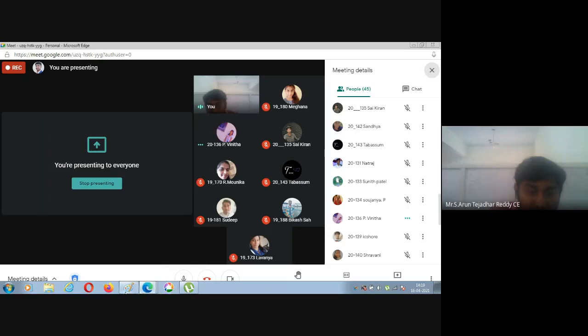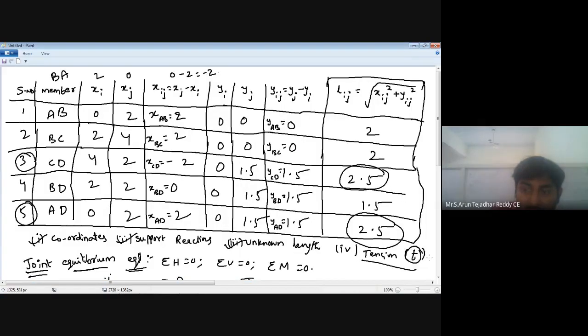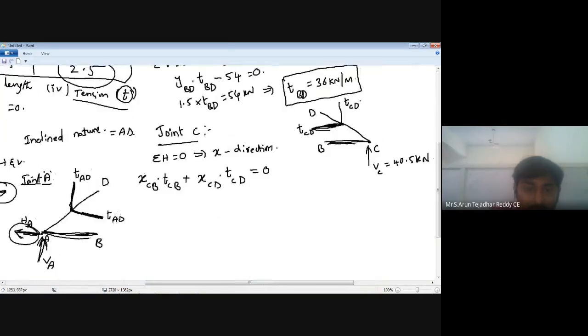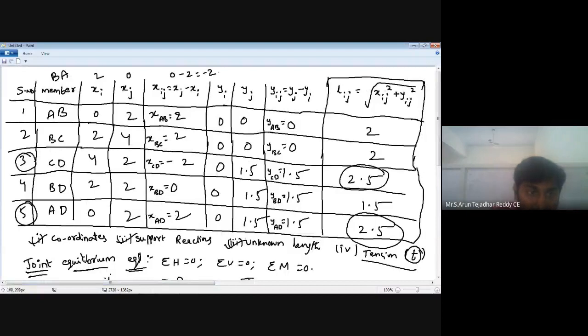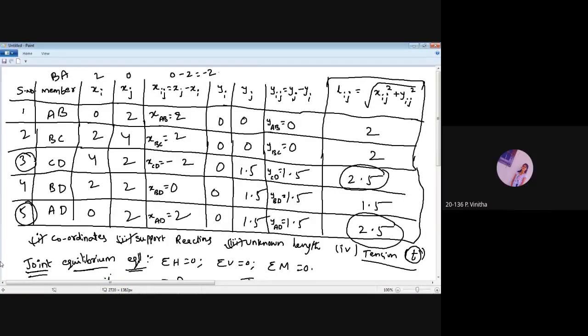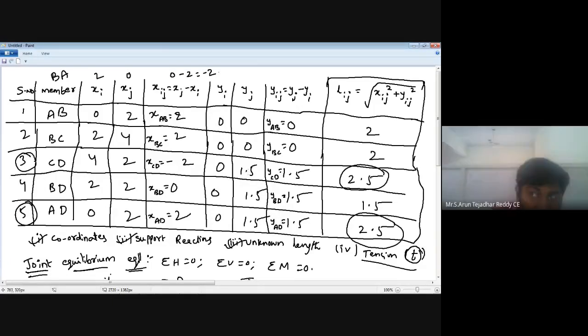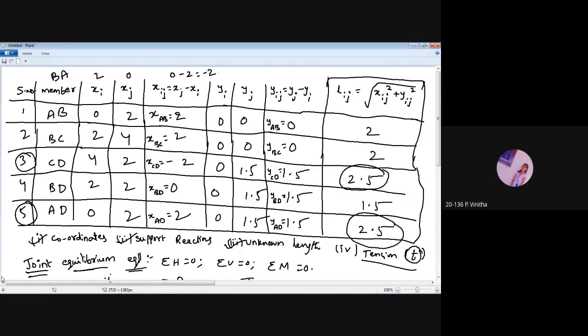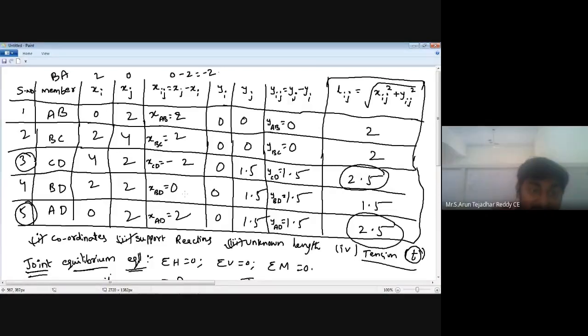Vinita, once observe this table. What is the value of XCB and XCD? XCB and XCD value is 2, sir. See, plus or minus, that is important. XCB value is 2 and XCD value is -2, sir. I am saying it is wrong.